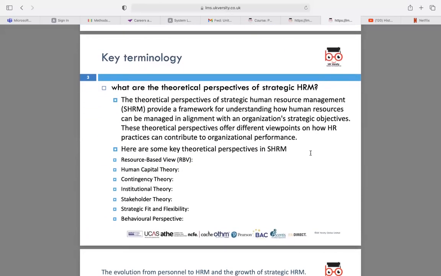All right, just going through quickly the key terminologies. So firstly, what are the theoretical perspectives of strategic HRM? Strategic HRM is basically how you're going to manage or modify your HR strategies so that they can get in alignment with the organization's end goals or objectives.